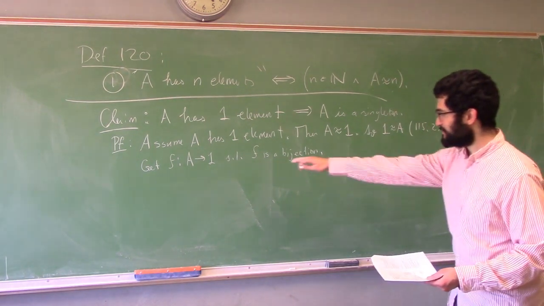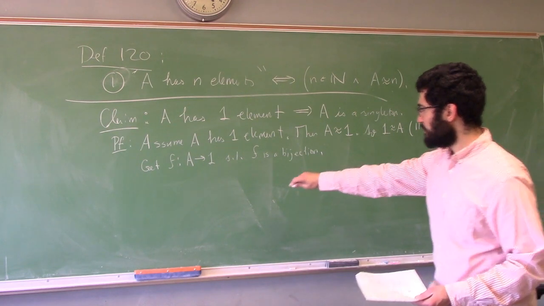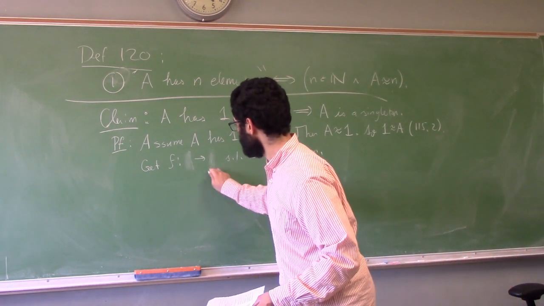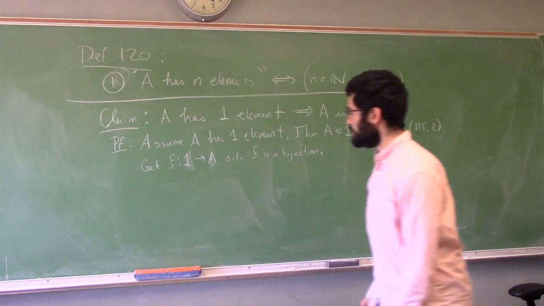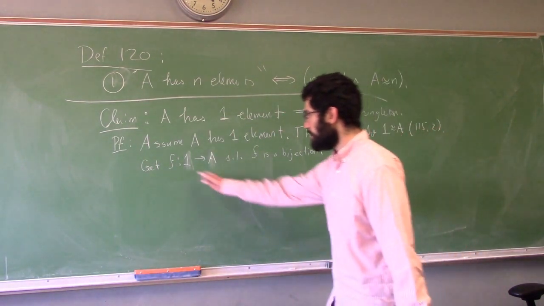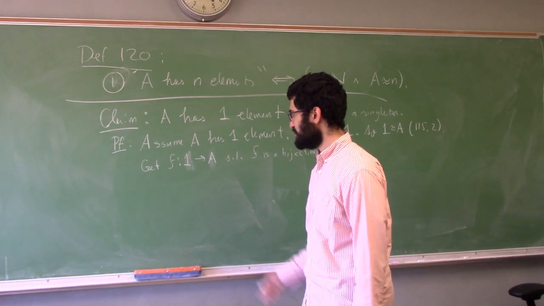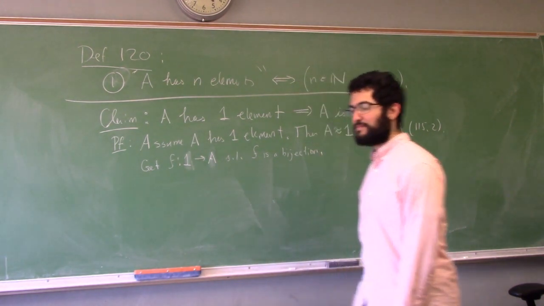All right, so then we can get f from 1 to A such that f is a bijection. That does not mean 1 equals A, right? Just having a bijection doesn't mean these are equal.